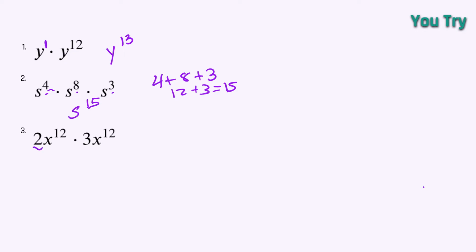Now this one, we need to multiply our coefficients and then add our exponents. So we have 2 times 3, and then x to the 12th plus 12. So we have 6x to the 24th.